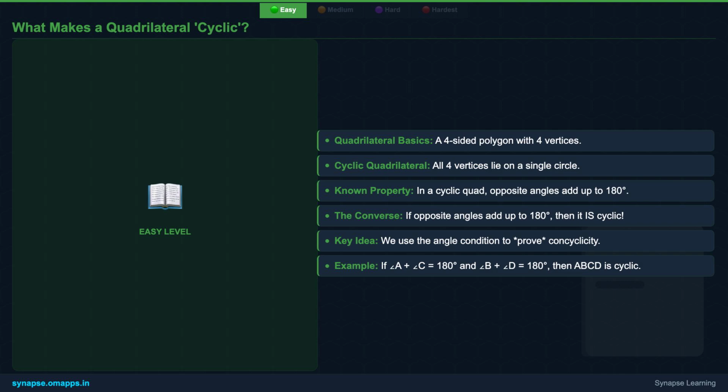You might remember that in such a quadrilateral, the angles opposite to each other always add up to 180 degrees. Today, we are looking at the converse of this idea. This means we are flipping the statement: if we find a quadrilateral where its opposite angles do add up to 180 degrees, then we can confidently say it is a cyclic quadrilateral. This gives us a powerful tool to identify these special shapes.